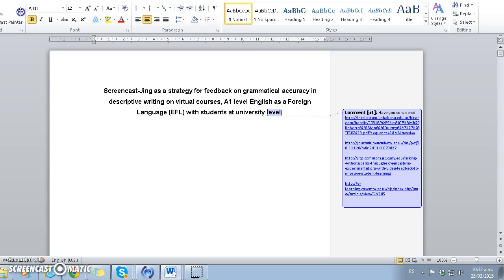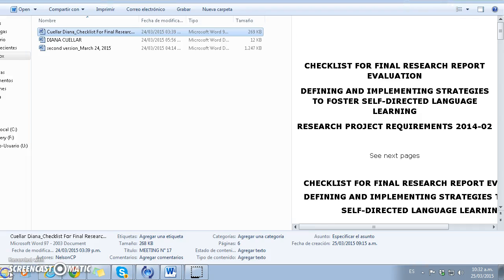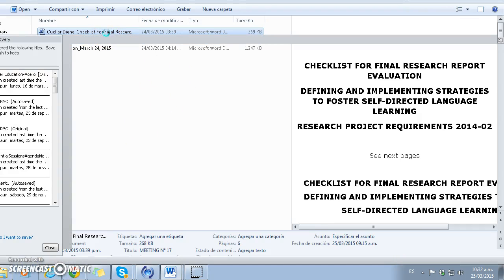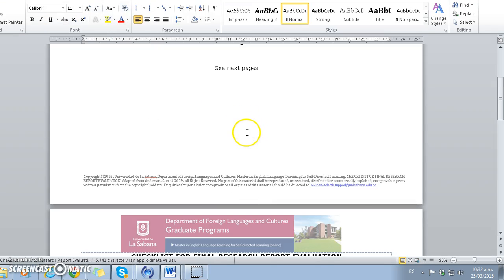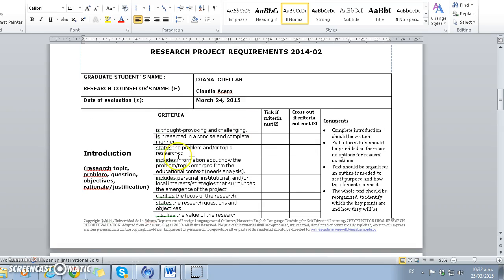One is going to give you a summary of what you have, and it is called the final checklist. The plan is that we can keep a record and that you can also self-evaluate your paper.